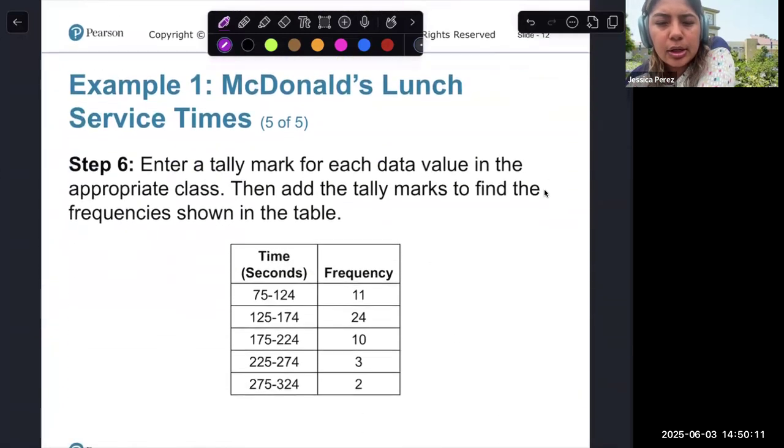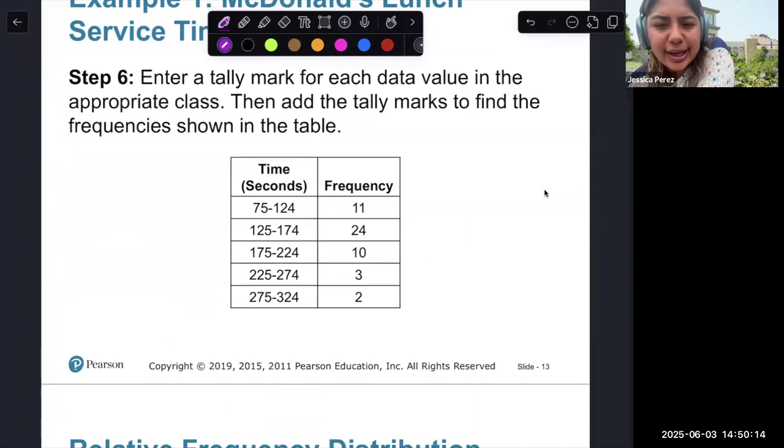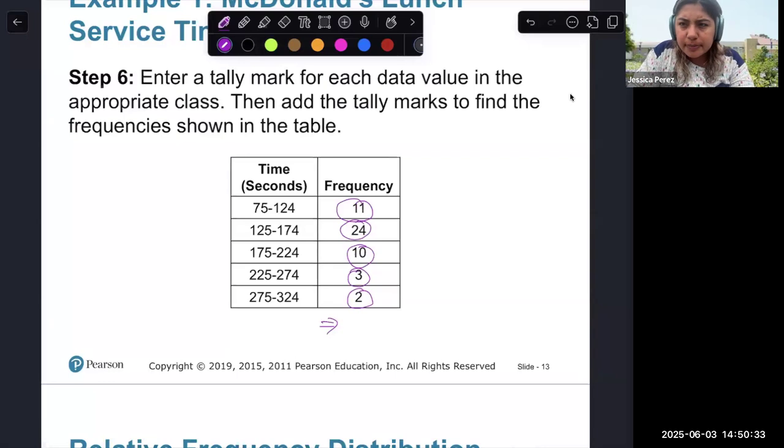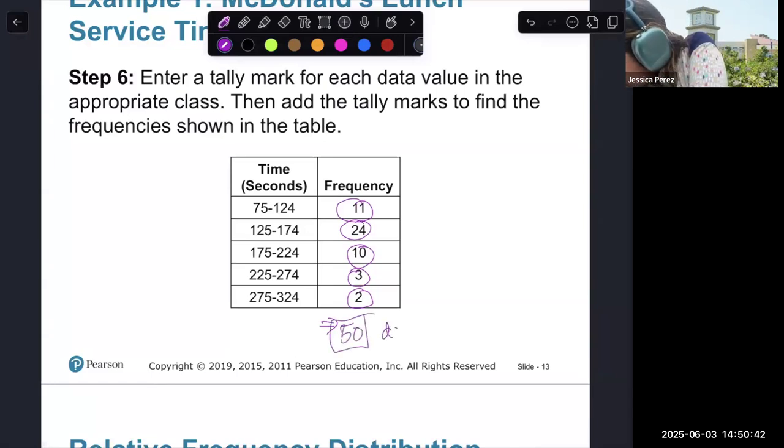Okay. So then what we did was we actually tallied. If we count 11, 24, 10, 3, and 2, we should get the total number of the data values we had initially. So 11, we plug it in our calculator, plus 24, plus 10, plus 3, plus 2, we should get 50. So there's an amount of 50 data values.